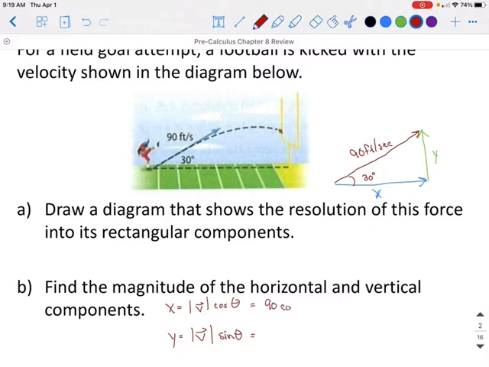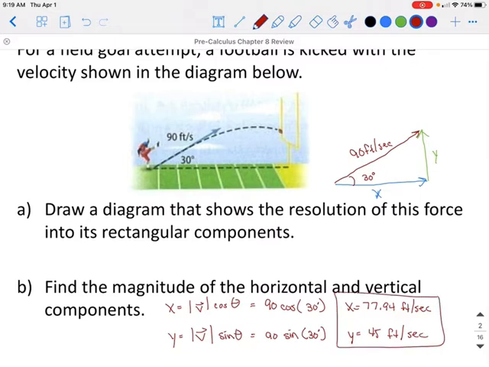So in our case, we are going to do 90 times the cosine of 30 degrees, which tells us our x component is going to be 77.94 feet per second. And the y component is going to be 90 times the sine of 30 degrees, which means my y component will be 45 feet per second.